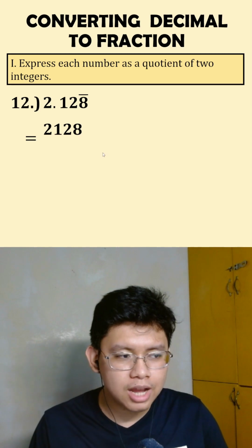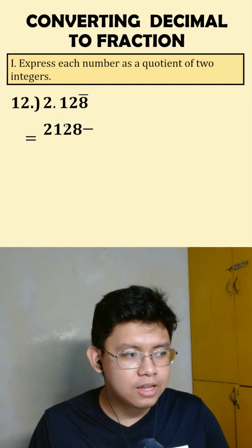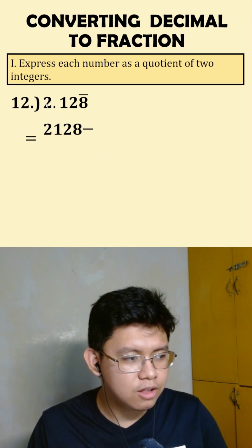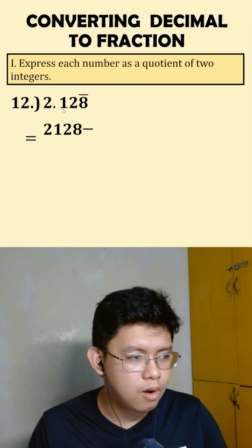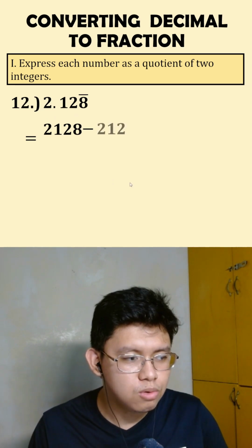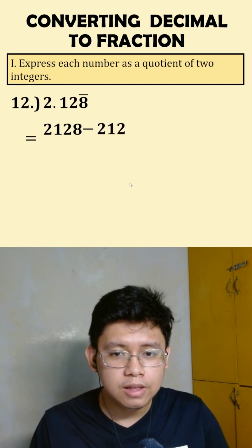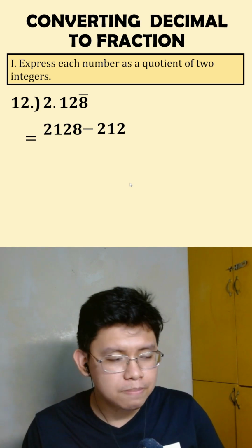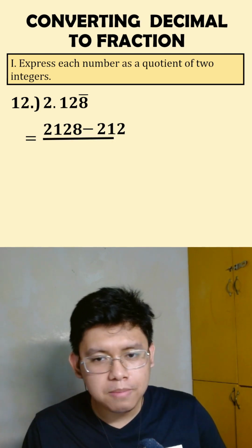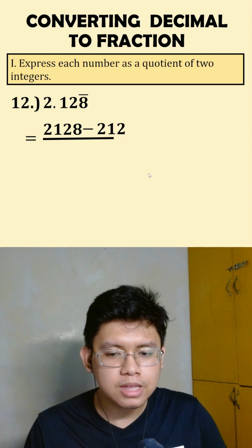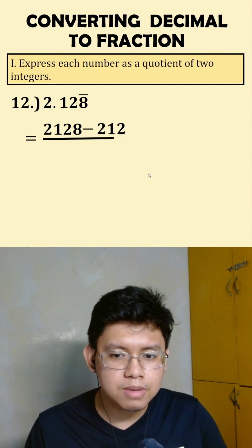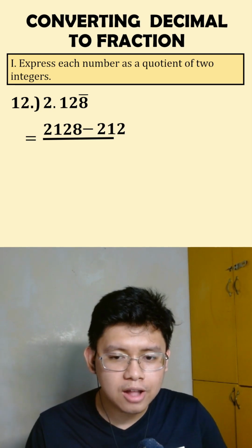Tapos, we will subtract this sa non-repeating numbers natin. So, ang non-repeating numbers natin, 2, 1, and 2. So, that will be 212. So, yan yung ating numerator. Okay, for our denominator naman, for every repeating decimal, that will be 9. And then sa non-repeating decimal natin, that will be 0.